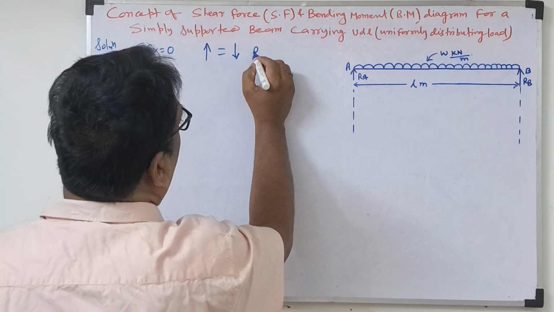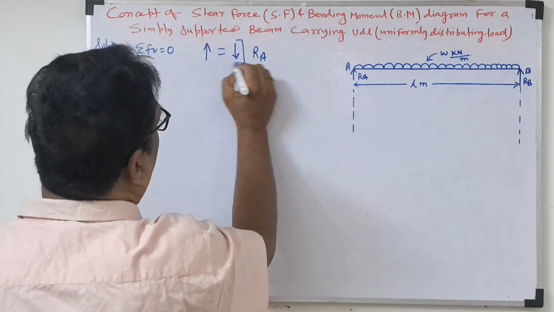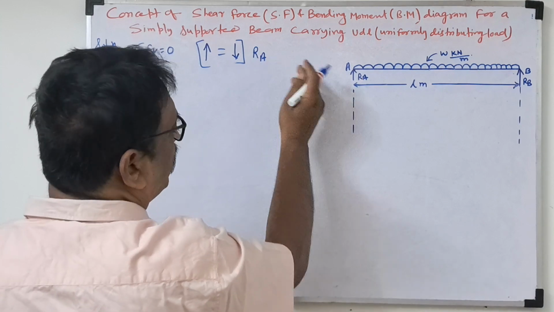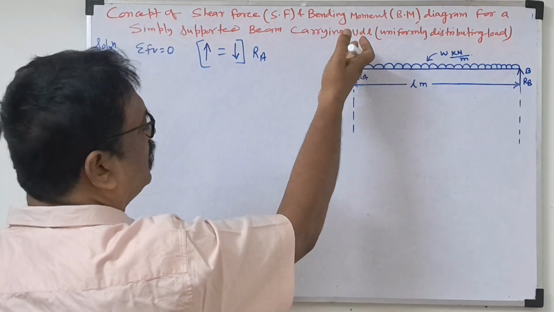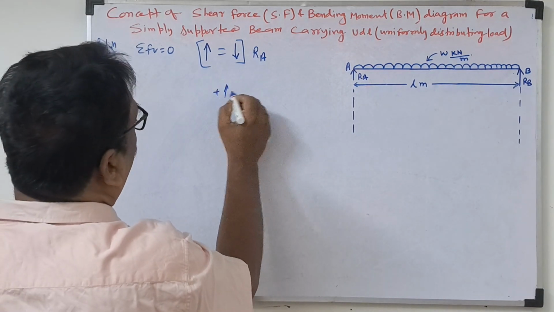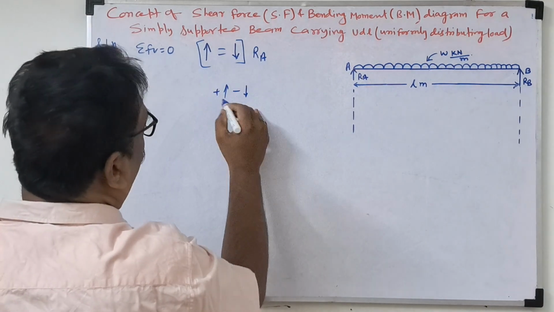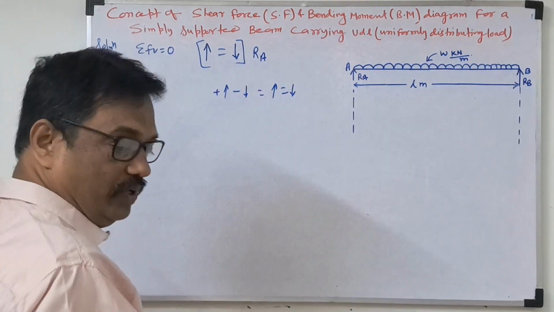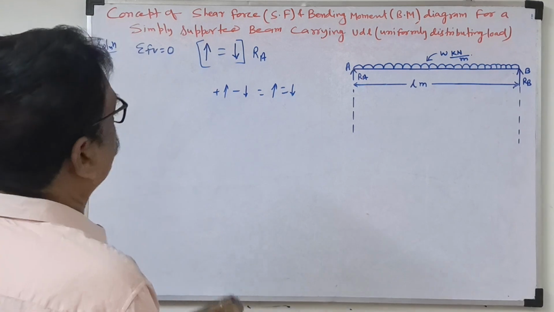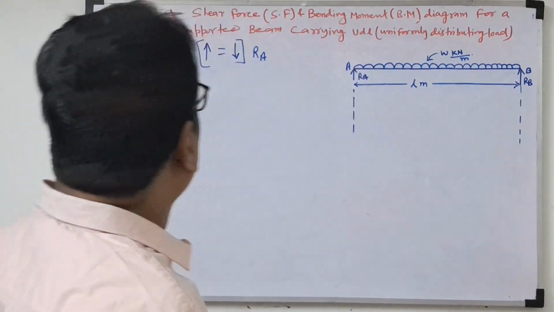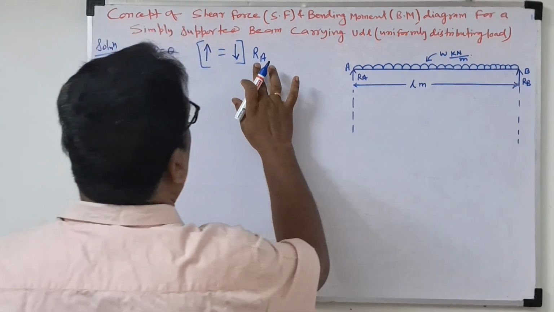You can say here RA, this is the concept: upward equals downward. Or, with sign conventions, upward is positive and downward is negative. Finally, upward is equal to downward. Sign conventions here we will not assume, because that will make more complication.